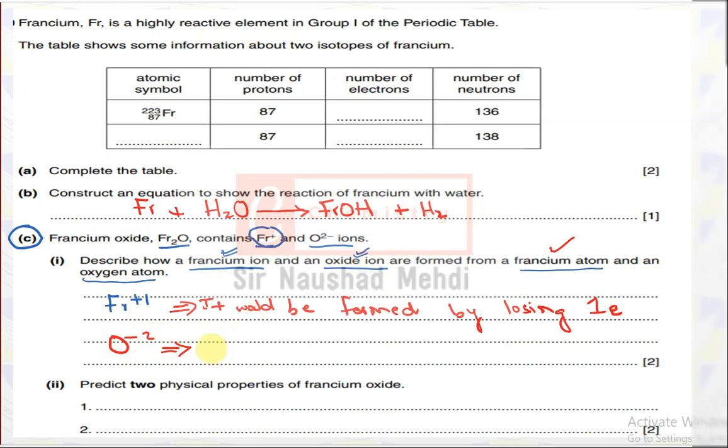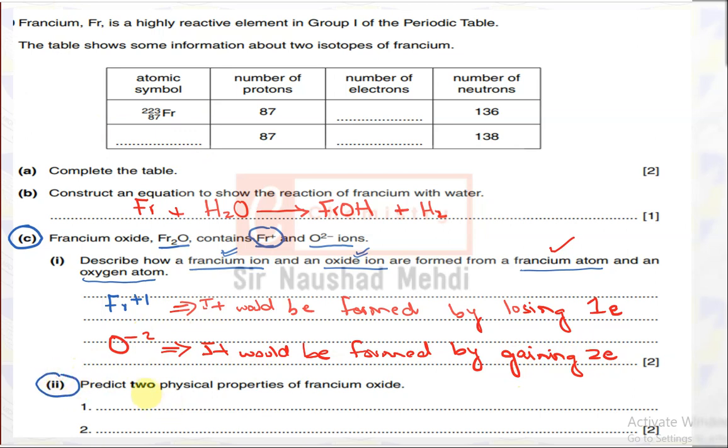-2 means it has gained 2 electrons, right? So the oxide ion would be formed by gaining 2 electrons. Why gaining 2 electrons? Because you can see the charge is -2, which means it has gained 2 electrons. So I hope this is also clear to everyone. Now moving on to the next part.